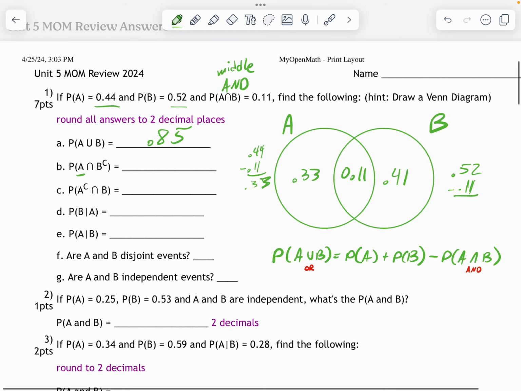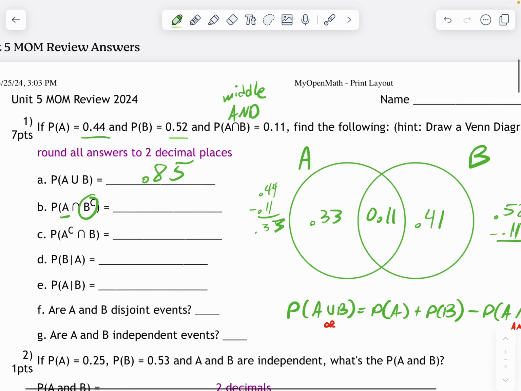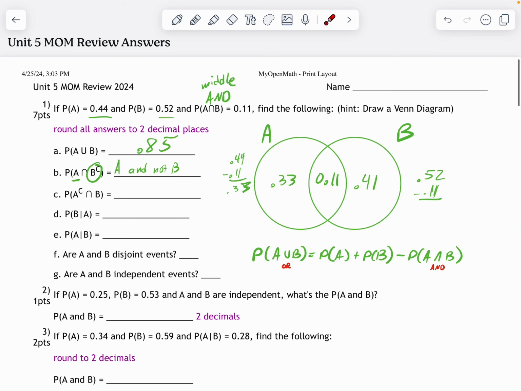Part B, with the Venn diagram, it's not that bad. What this means is A happens, and what does this mean? B does not happen. So again, this is A and not B. So where does that happen in my picture? A happens, okay, that happens here, but B cannot happen, so it can't be those, leaving you just with 33%, that part of the circle, right? So again, B can't happen, so you can cross those off, and A has to happen.